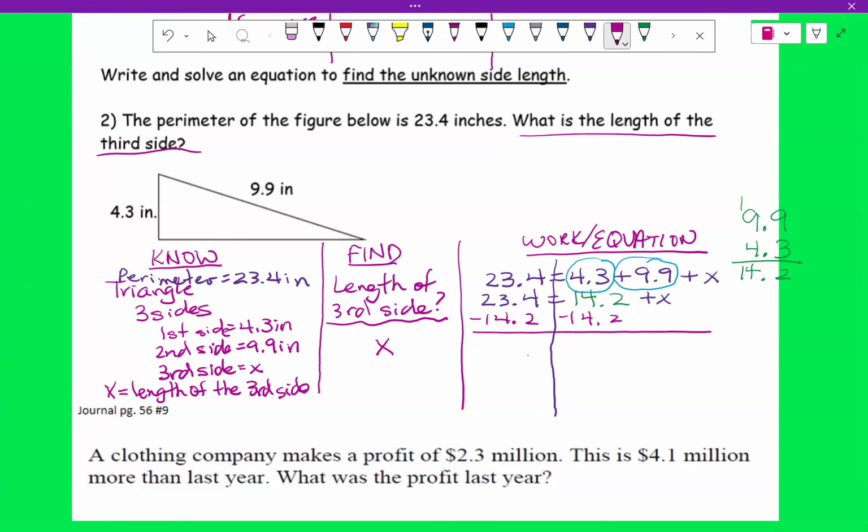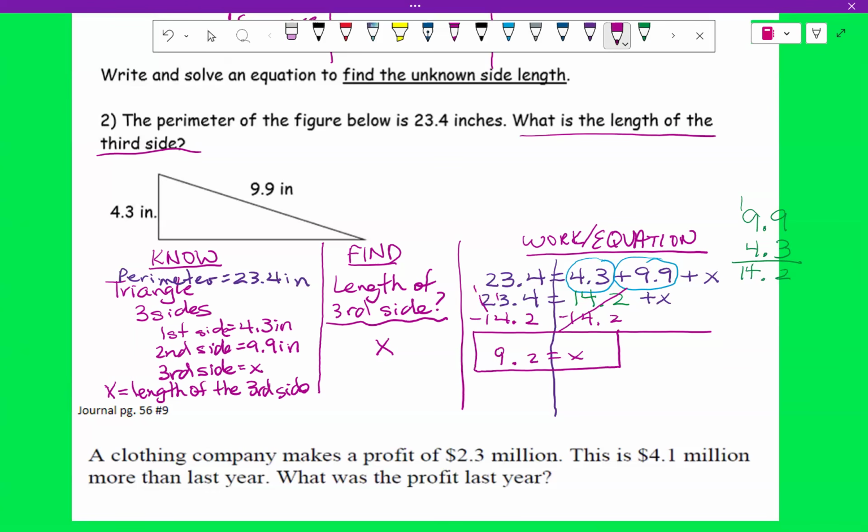4 minus 2 is 2. Decimal comes straight down. I'm going to borrow from the 2. 13 minus 4 is 9. And 1 minus 1 is 0. So we have 9 and 2/10 equals x, because our inverses cancel out here.